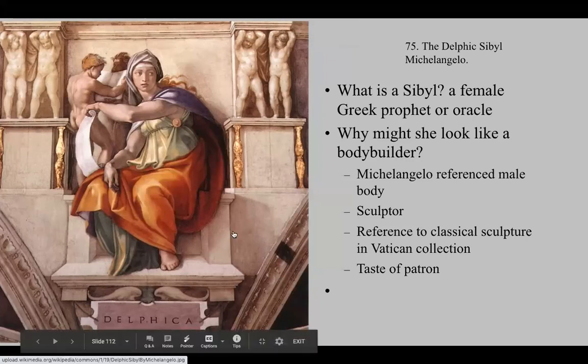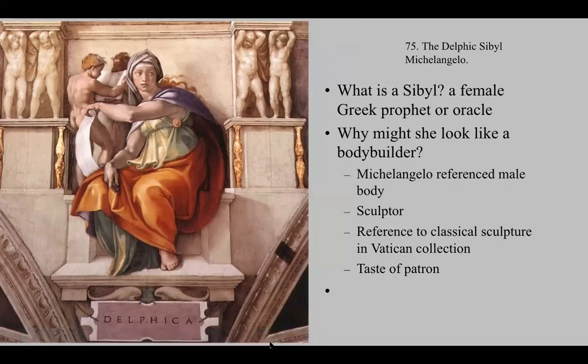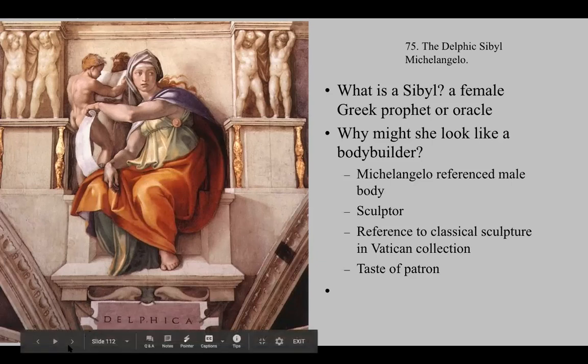Okay, and then remember that she looks kind of like a bodybuilder in a way, right? The reason for this is that Michelangelo referenced the male nude body when he was drawing these, right? Remember that he's a sculptor, and so they have kind of sculptural qualities to them. He was referencing the classical sculpture that he saw in the Vatican collection, as well as it was the taste of him and the patron, right? The patron, once again, is Julius II.